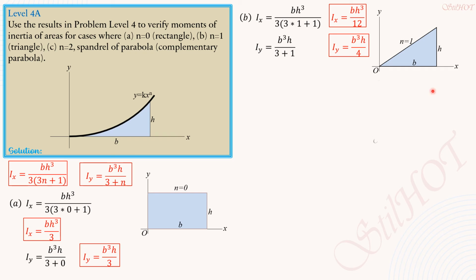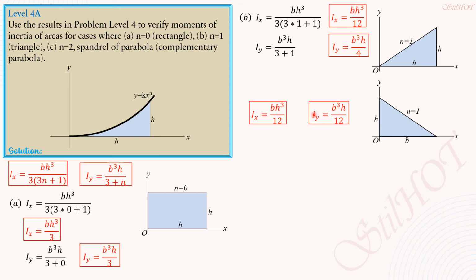Now, if the triangle is oriented in this manner here, the moment of inertia with respect to the x-axis is the same, bh cubed over 12, while the moment of inertia with respect to the y-axis, because this h here is coincident with the y-axis, is like a triangle's moment of inertia with respect to the base, and the base this time is h, the height is b, so it is b cubed h over 12.